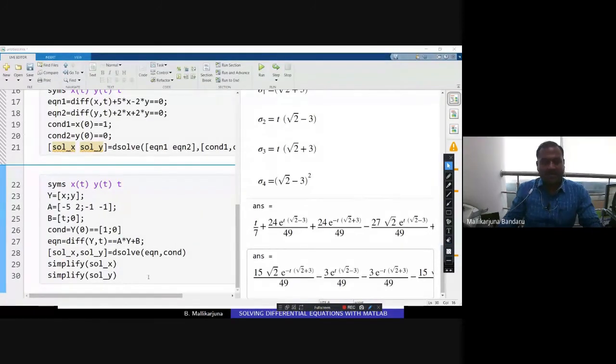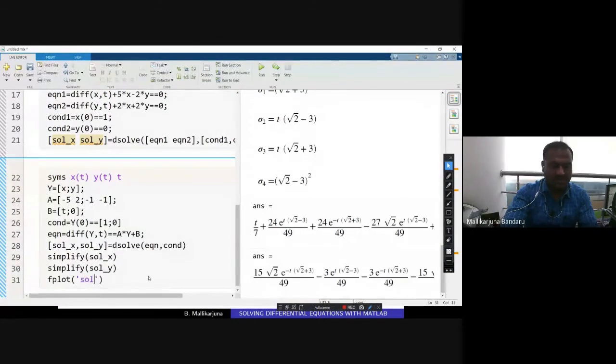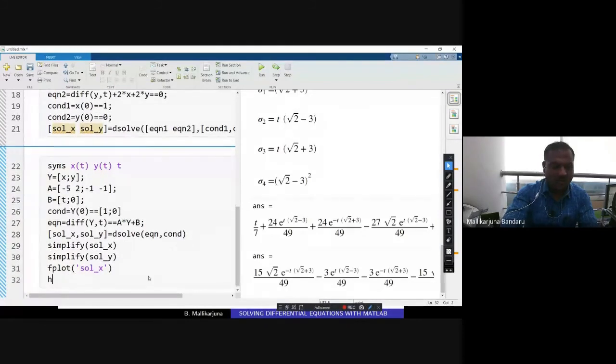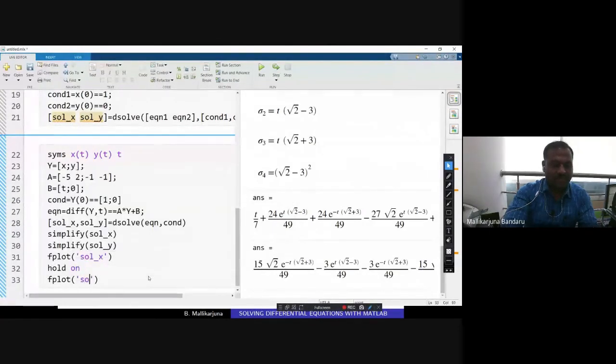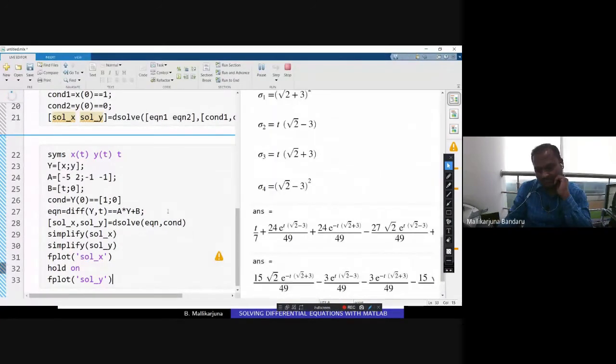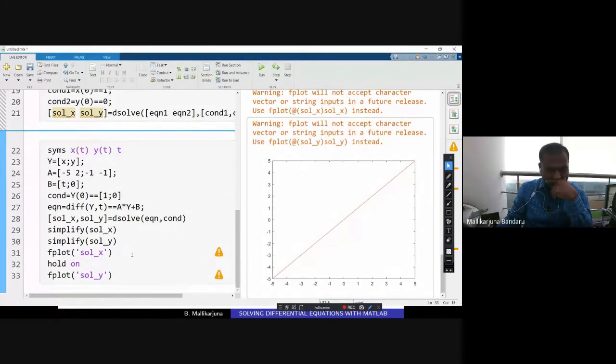What is fplot of x? Hold on. fplot of the solution of y. I think for y it is not showing the solution of x. Maybe, because there are no arbitrary constants for this, right? Maybe the visualization may be wrong. I think fplot will not accept a character vector.